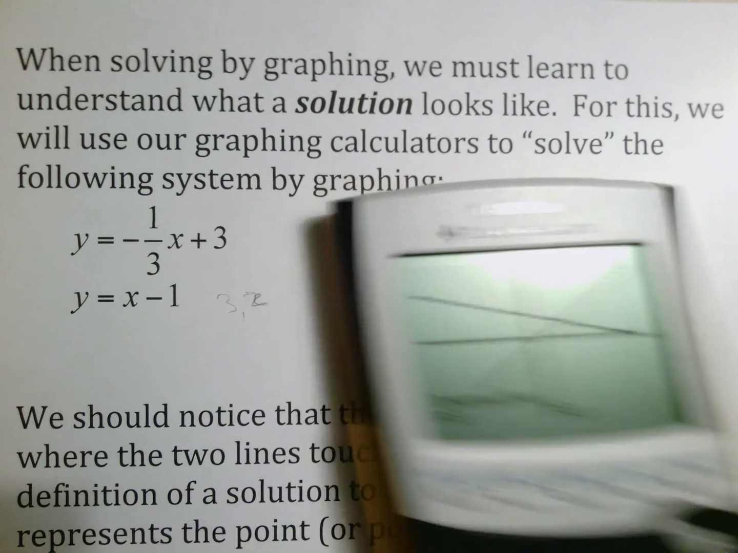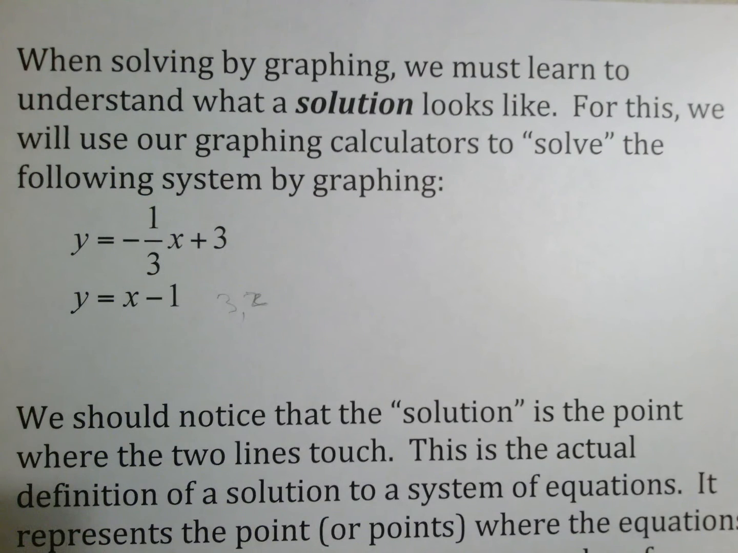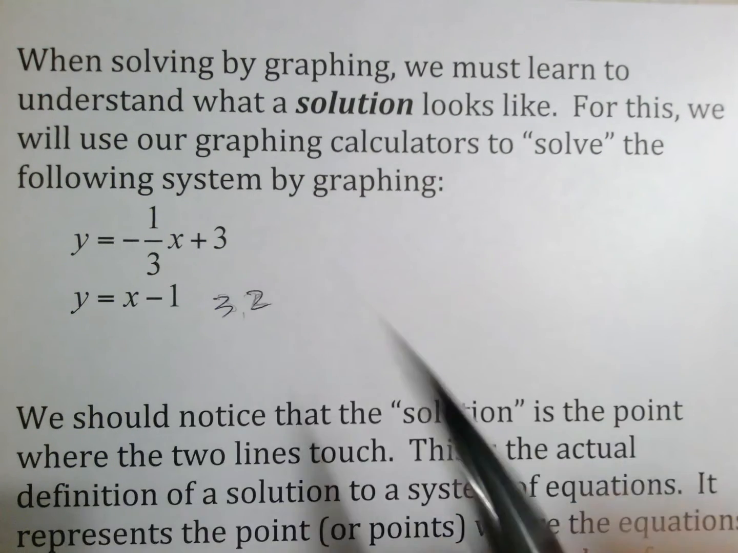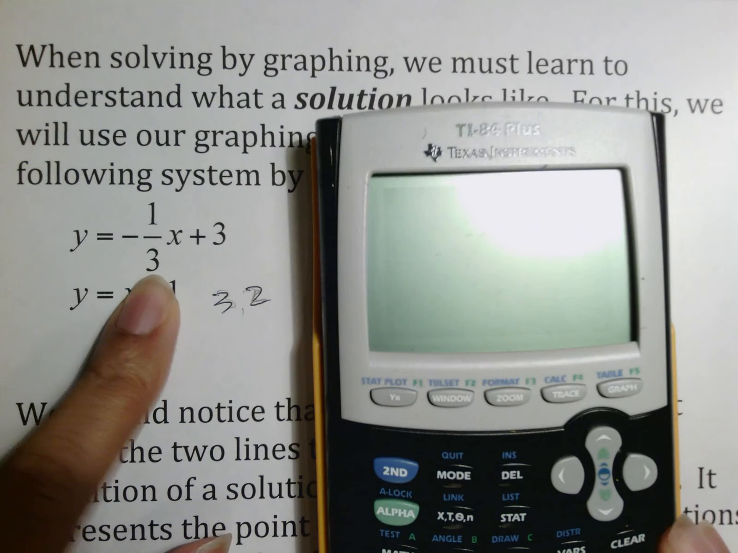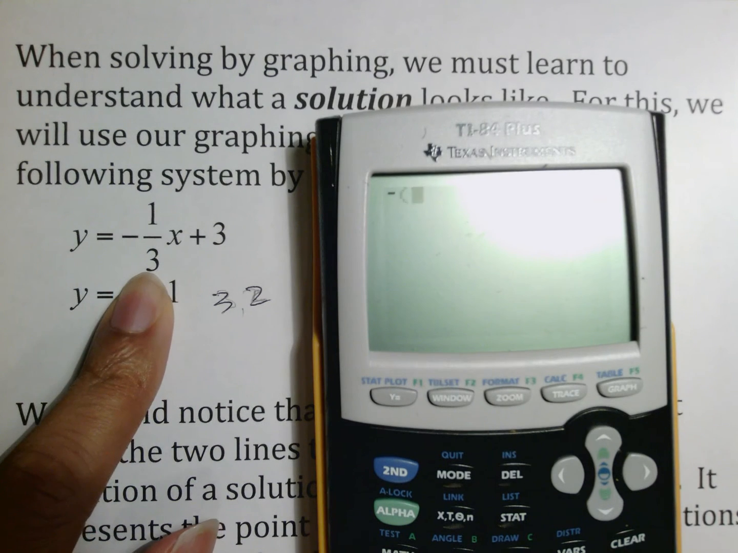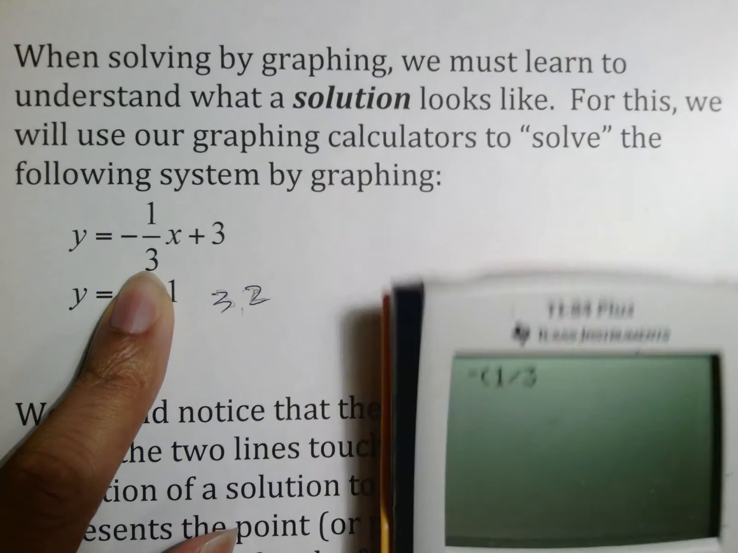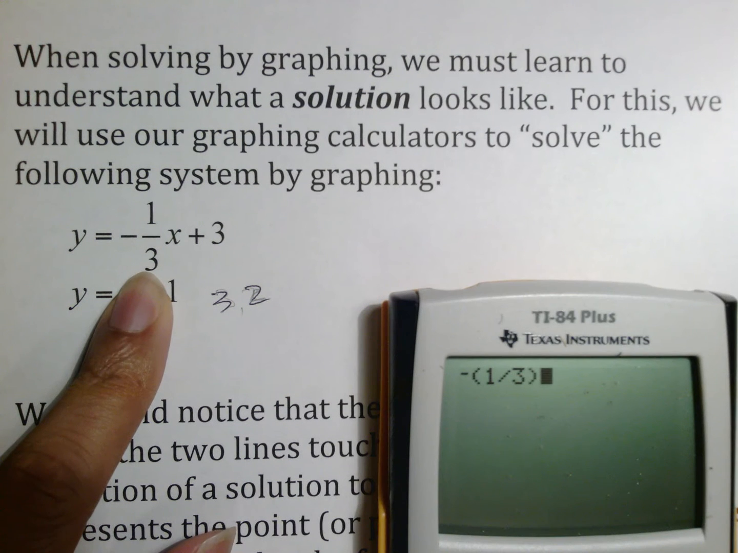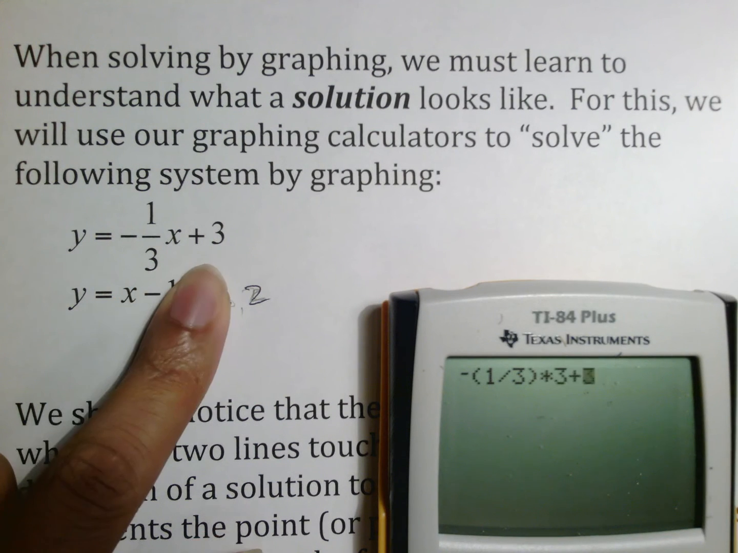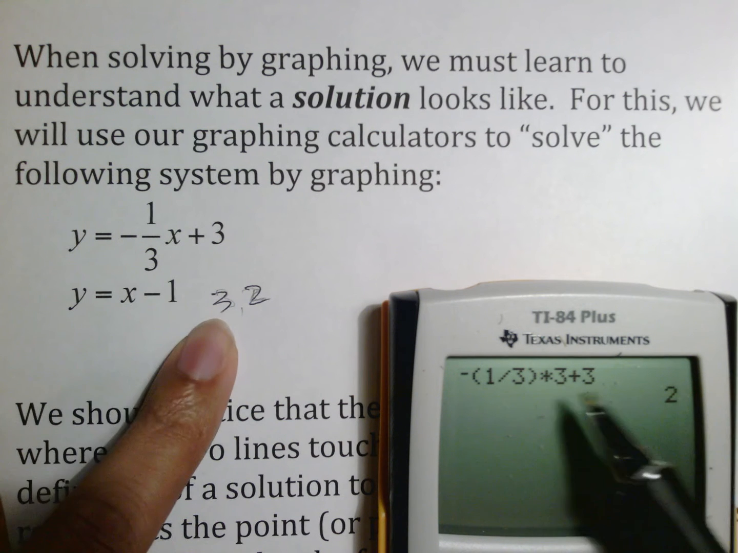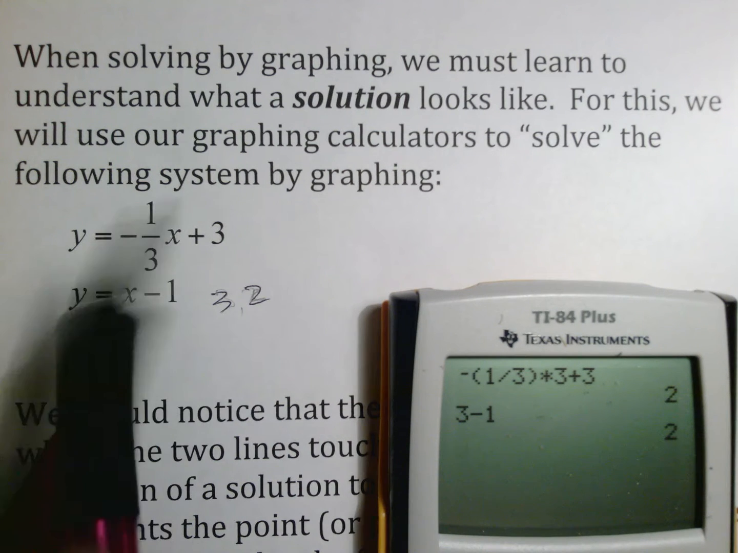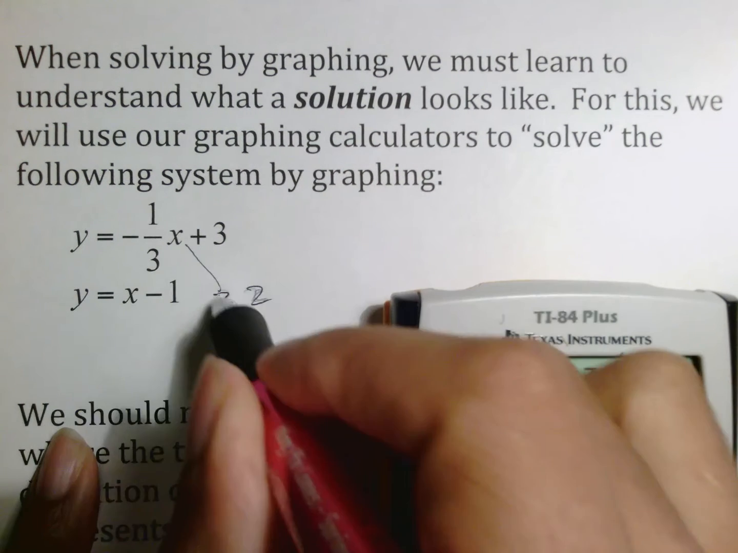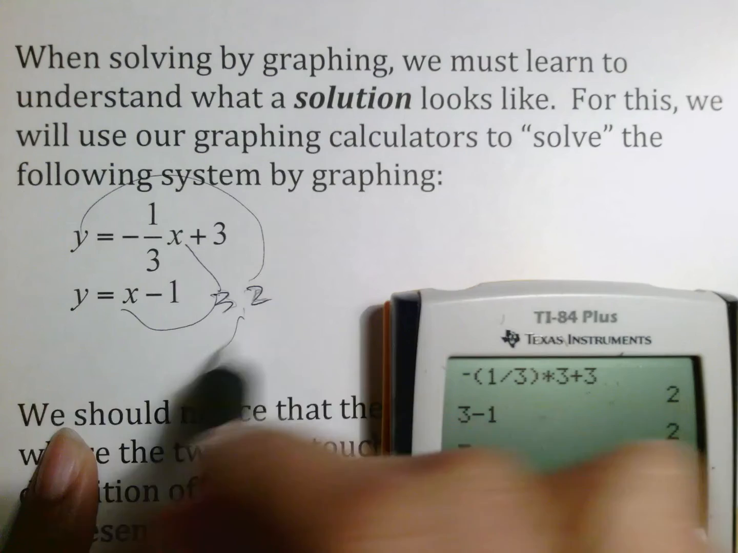What that means in terms of, I'm sorry, I wrote it in pencil. It tells us that the intersection is 3, 2, and what that means is that 3, 2 works for both graphs. So if I do negative 1/3 times 3 plus 3, I get 2, which means that it works for the first one. If I do 3 minus 1, I also get 2. So pretty much plugging in x to both of these equations gives me the same value of y for both of those equations.